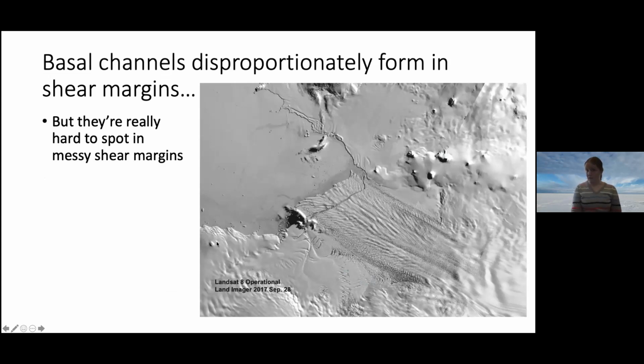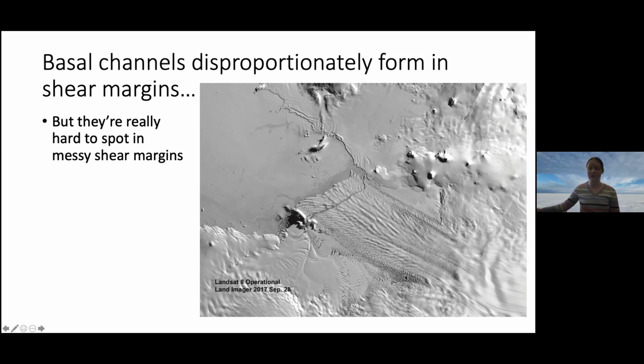Another thing we noticed when we were mapping these is that channels tend to disproportionately form in shear margins. We see a lot of these channels forming right along shear margins. But one really big challenge we were having with that is that shear margins are really messy. So if we're looking at basal channels and trying to identify them from optical imagery on the surface, in some places, like there's one right here that we can see quite clearly, but while there might be a basal channel under this shear margin or under this shear margin, it's hard to see just from the surface.